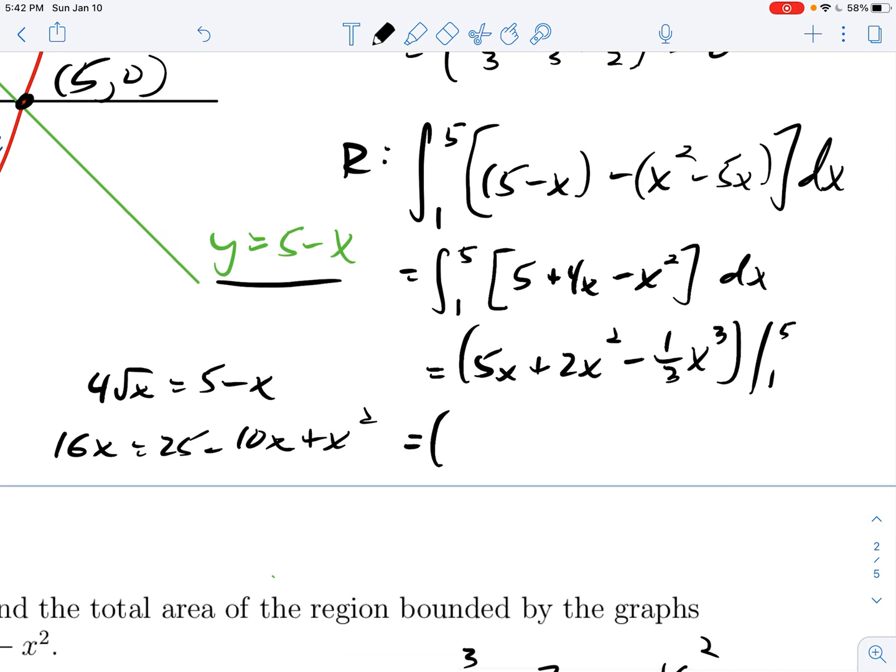If I plug in 5, I have 25 plus 50 minus 125 over 3. If I plug in 1, I have 5 plus 2 minus 1/3.